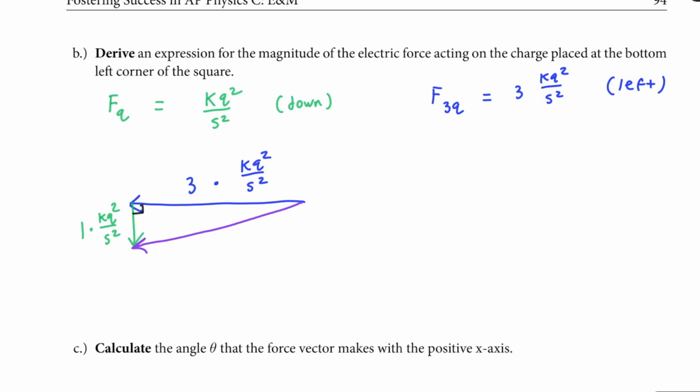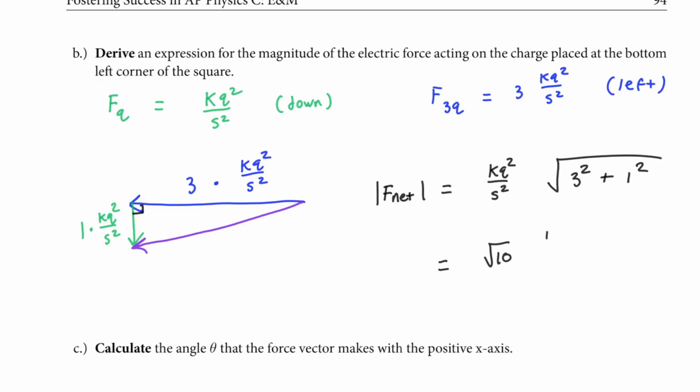So don't actually plug the whole symbol stuff into the Pythagorean theorem, because you know the units are going to work out, because both of these have units of KQ squared over S squared. So we can just do the Pythagorean theorem with the coefficients. So I know that my magnitude of the net force is going to be, well, we know the units are KQ squared over S squared, and then for the coefficient in front, we just do the Pythagorean theorem. 3 squared plus 1 squared. So 3 squared is 9, so 9 plus 1 is 10, so I get square root of 10 KQ squared over S squared as my force.